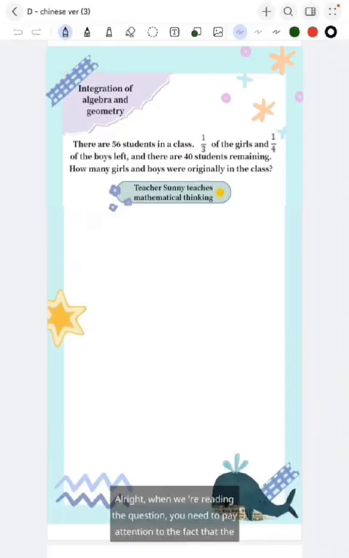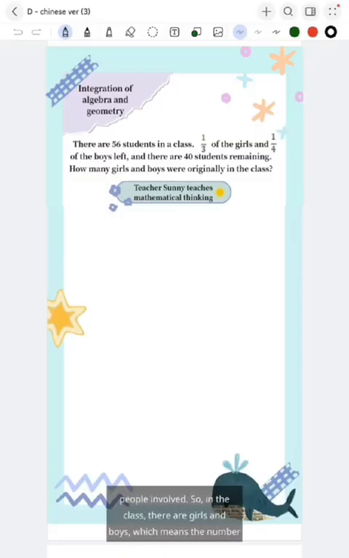Alright. When we're carefully reading this question, you really need to pay close attention to the fact that the total number of people in the entire class is already clearly given as 56. Now, this class is divided into two main groups, girls and boys. This is essentially the who in the problem, so you must not miss any of the important people involved.